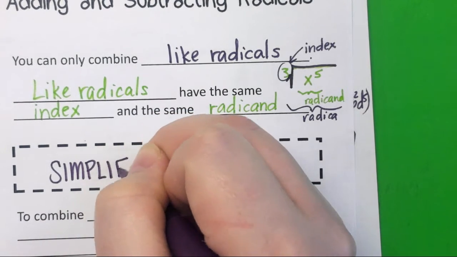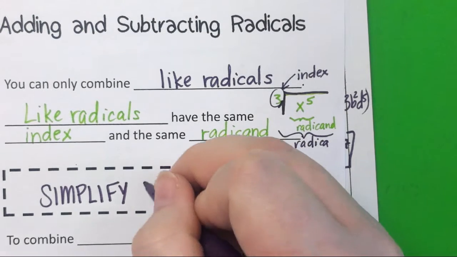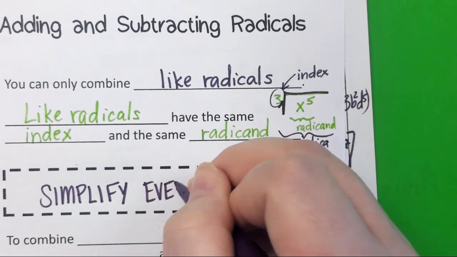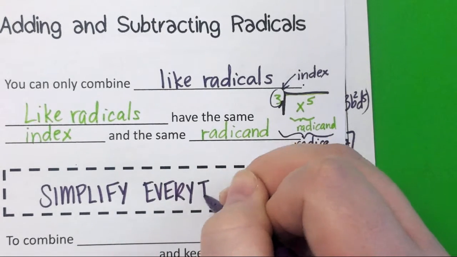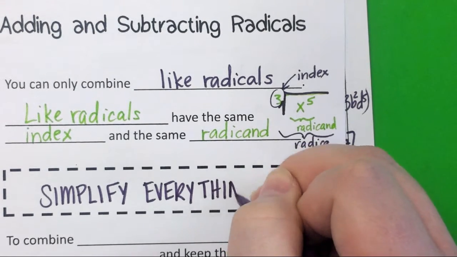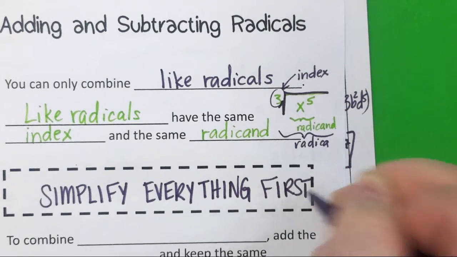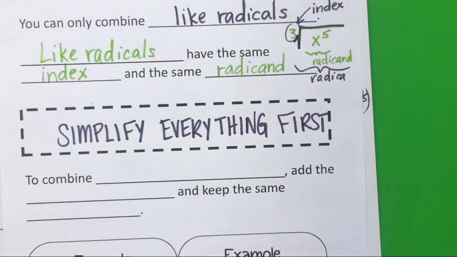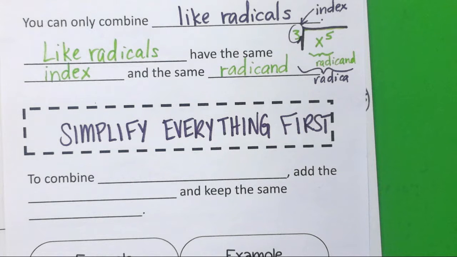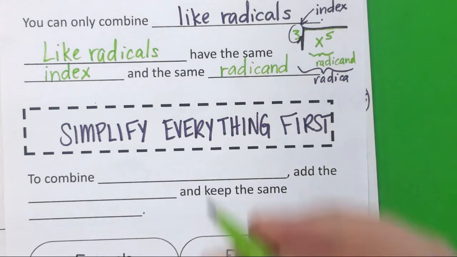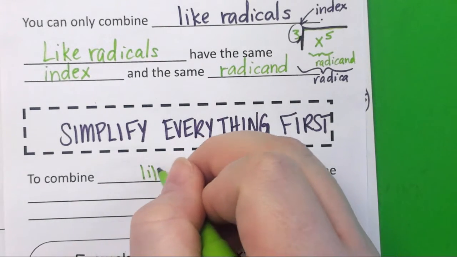Simplify everything. Simplify every single thing first, if you can, before we try to decide, oh, those two can or cannot go together. Okay, and the last little sentence is to combine like radicals.